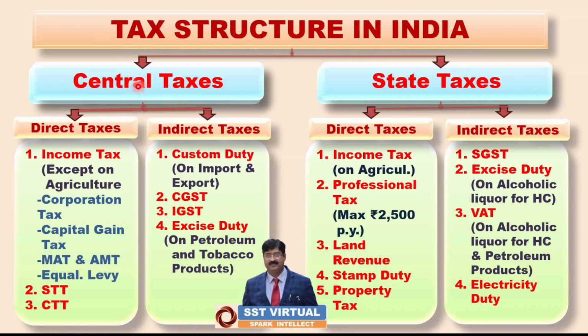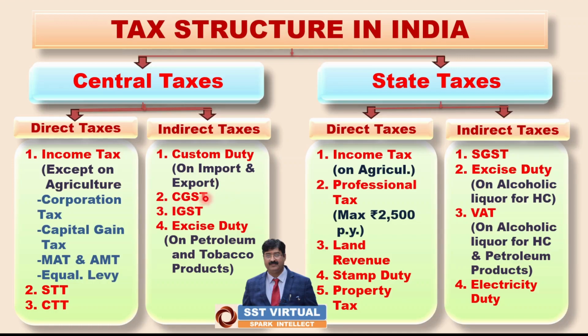Now comes to the indirect taxes levied by the central government. First is the custom duty. Custom duty is levied on import and export. Almost all goods which are imported into India are levied with the custom duty, whereas export duty is levied on very few products.